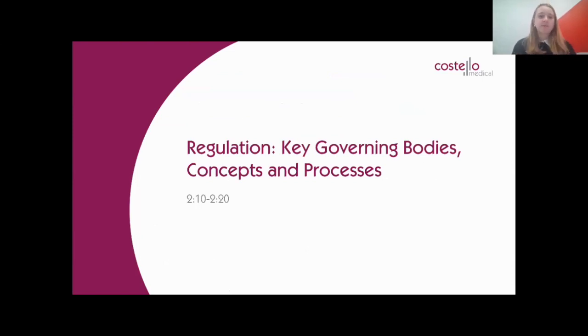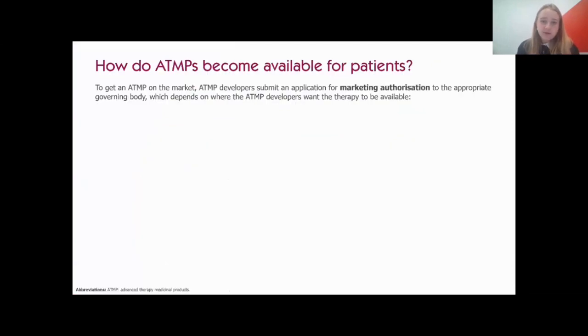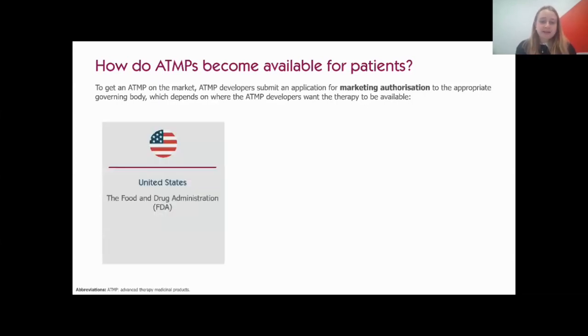Great, so starting with regulation, how do advanced therapies become available for patients? So to get an advanced therapy on the market, developers submit an application for what's called marketing authorization to the appropriate governing body, which depends on where they want the therapy to be available. So often multiple submissions for marketing authorization have to be made. So in the United States, this organization is the FDA, the Food and Drug Administration.